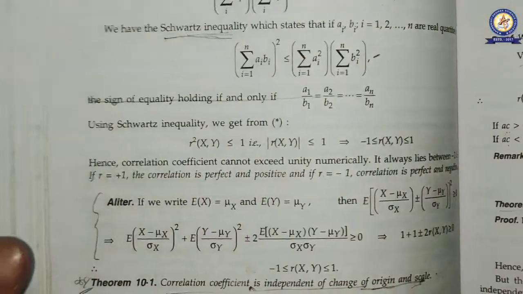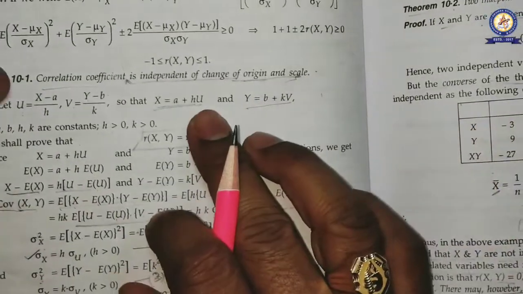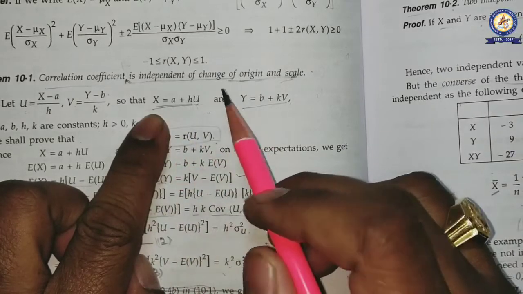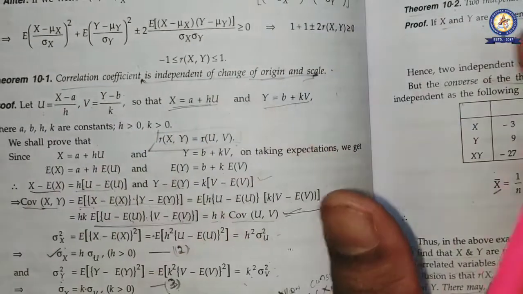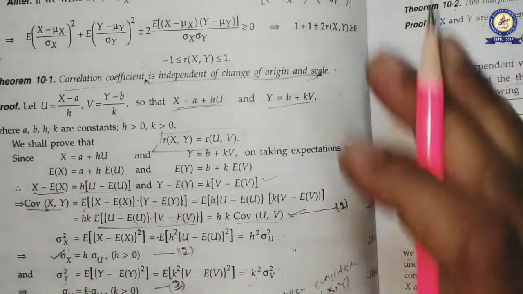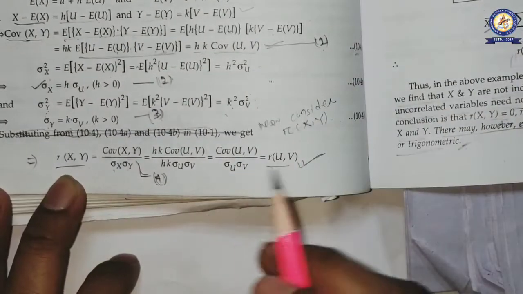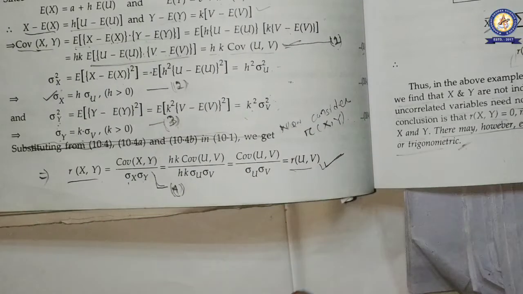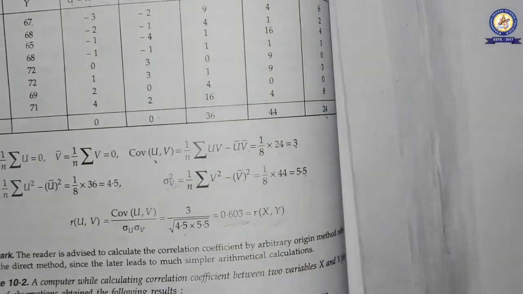No, the answer is no, because previously we studied the theorem that if I change the given random variables x and y to another two random variables by any origin, by any scale, the correlation coefficient is unchanged.